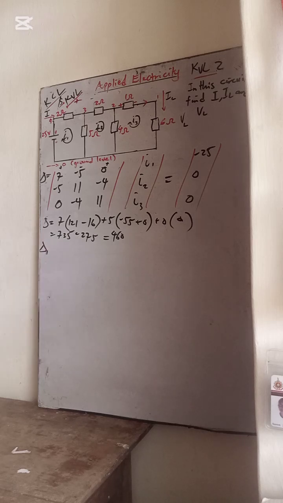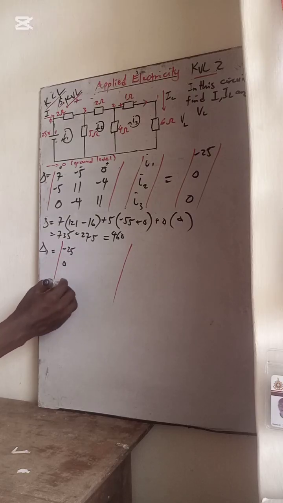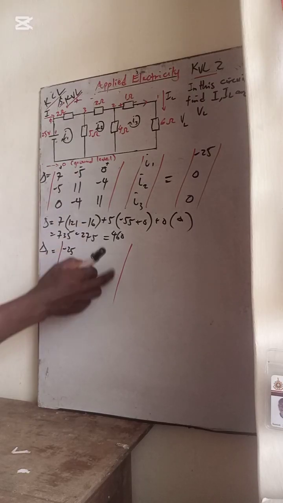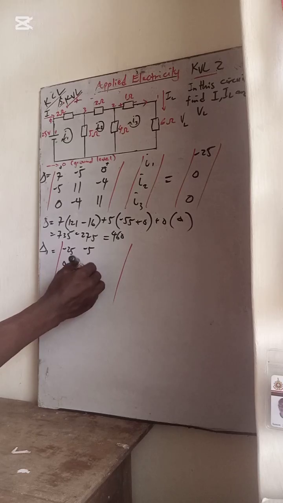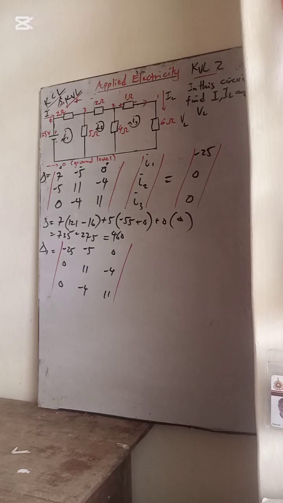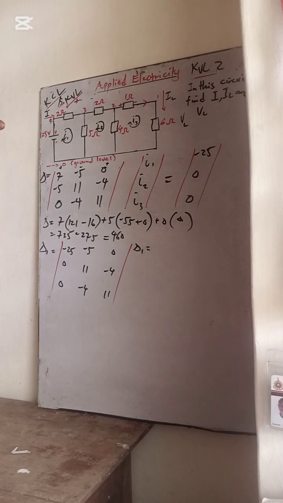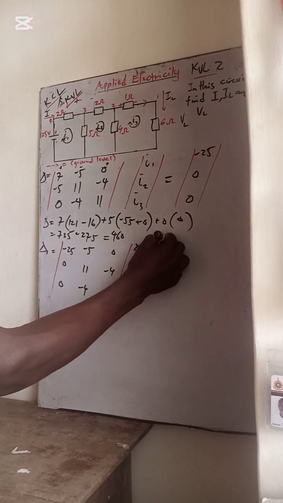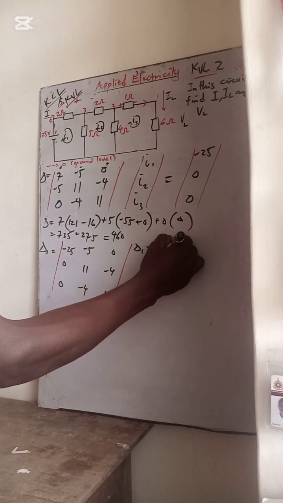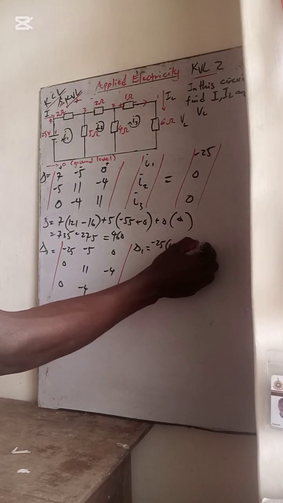So delta 1, I want to draw the determinant for delta 1. So what would that be? We are bringing this one here, so we have minus 25, 0 and 0. Then you pick this one and this one, slot it there, in their normal state. So let us solve for delta 1. Delta 1 will be what? Delta 1, so minus 25 into brackets this multiplied by this, that's 121, minus this multiplied by this, 16.